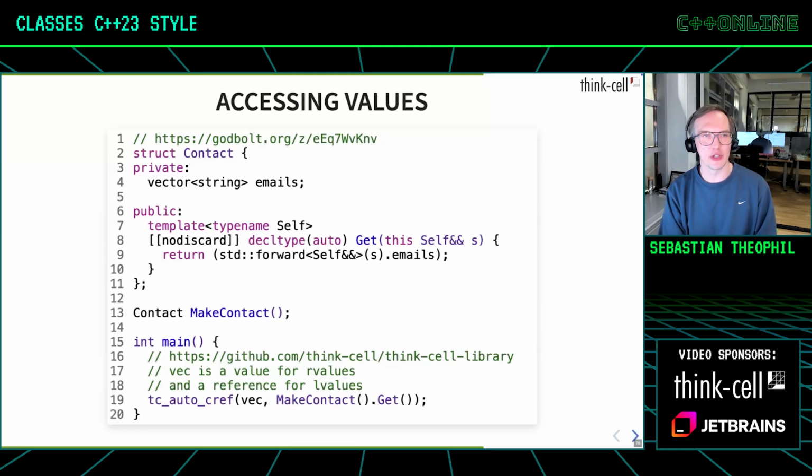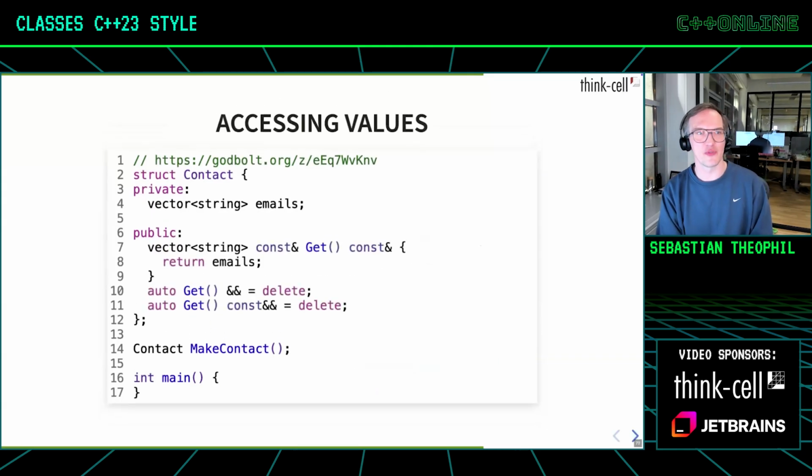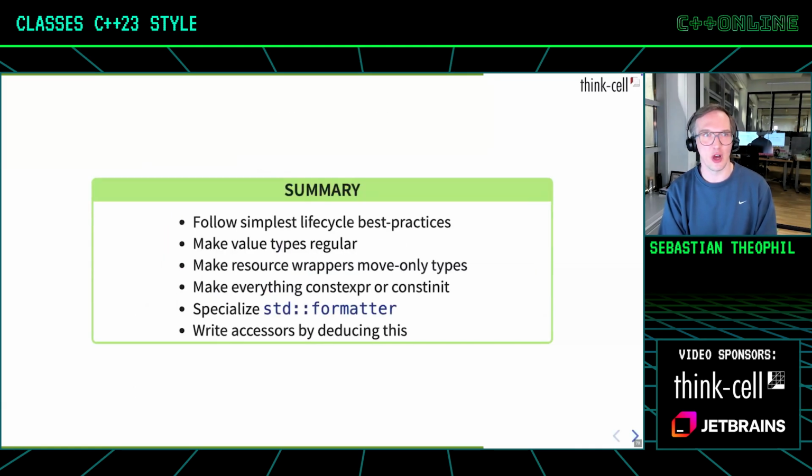The only other solution, if you don't want to do this, and you don't want to use this macro, is actually to write accessors that are deleted for R values. That's also safe. It also solves the problem. Okay, that's essentially my talk.